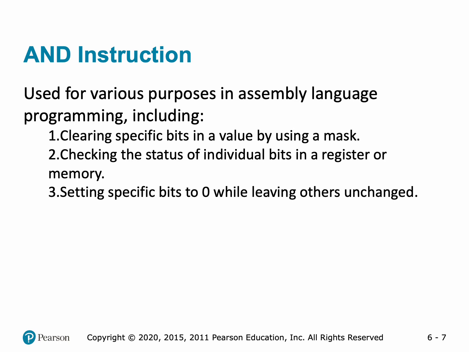The AND instruction is used for various purposes in assembly language, including clearing specific bits in a value by using a mask. We're going to look at this example in a real life application. It's also used for checking the status of individual bits in a register or in memory. So you can check the status: is the bit turned on or is the bit turned off? And then setting specific bits to 0 while leaving others unchanged, just like we saw in our previous example.